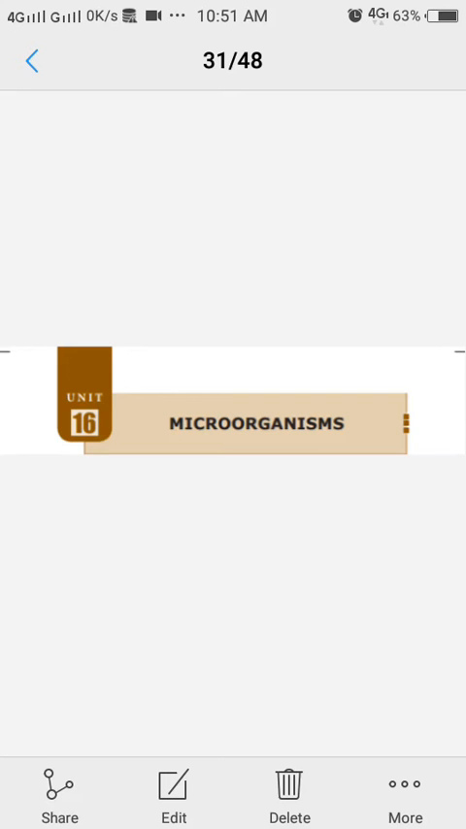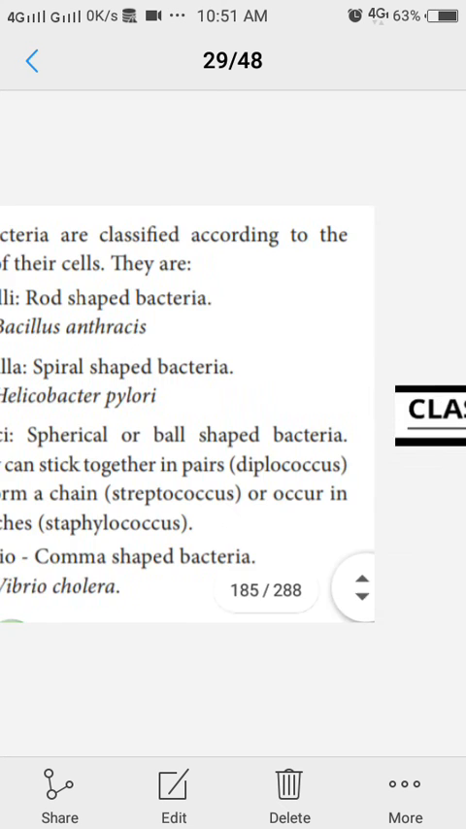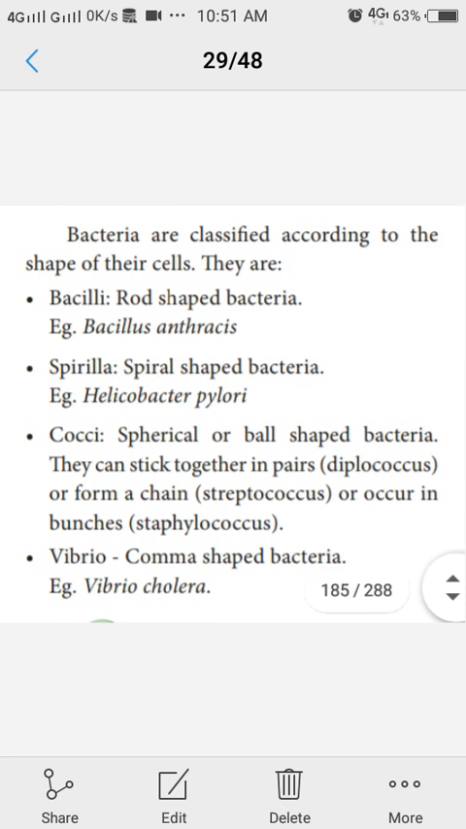Students, in this video I am going to teach lesson 16, microorganisms, classification of bacteria. First, we will see the classification of bacteria according to the shape of their cells. According to the shape of their cells, bacteria are classified into four types.